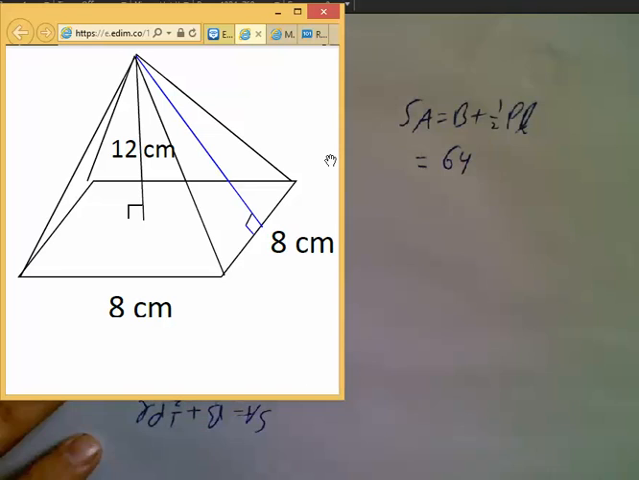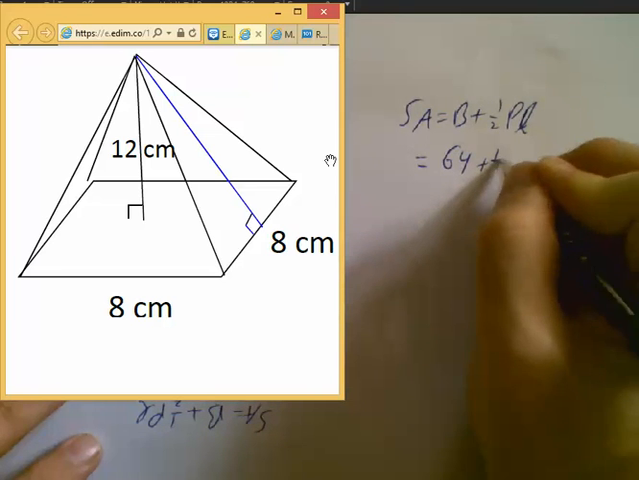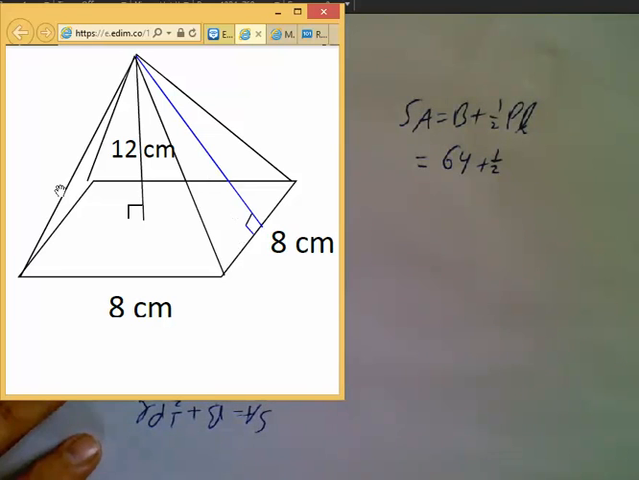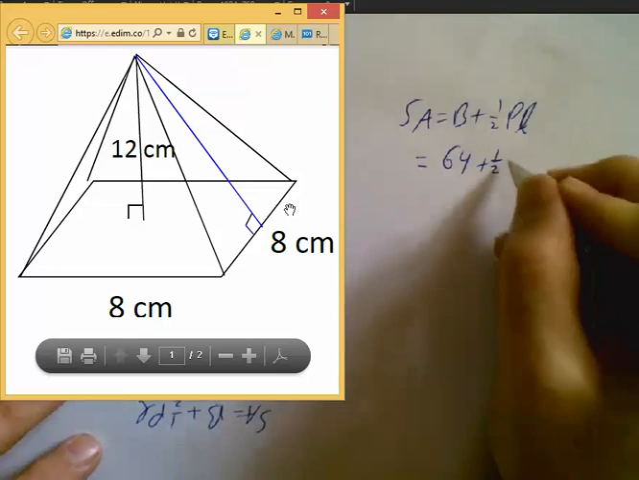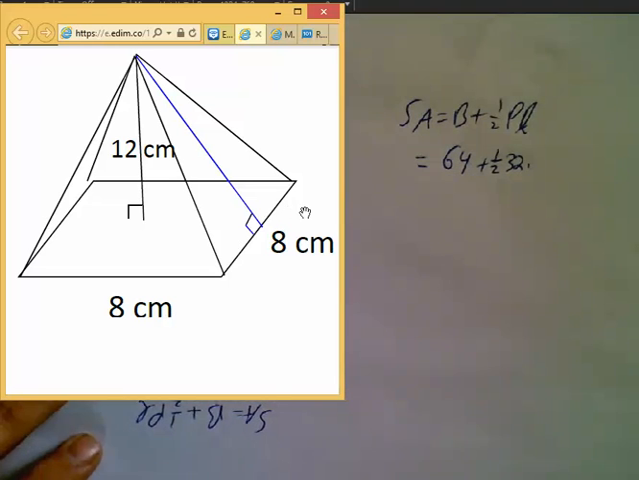That's the area of the square, plus 1/2 the perimeter of the square, and 4 eighths is going to be what, 32, times the slant height. Uh-oh. I don't see the slant height shown here. I see a height of the pyramid itself directly, the 12, but I do not see the slant height.